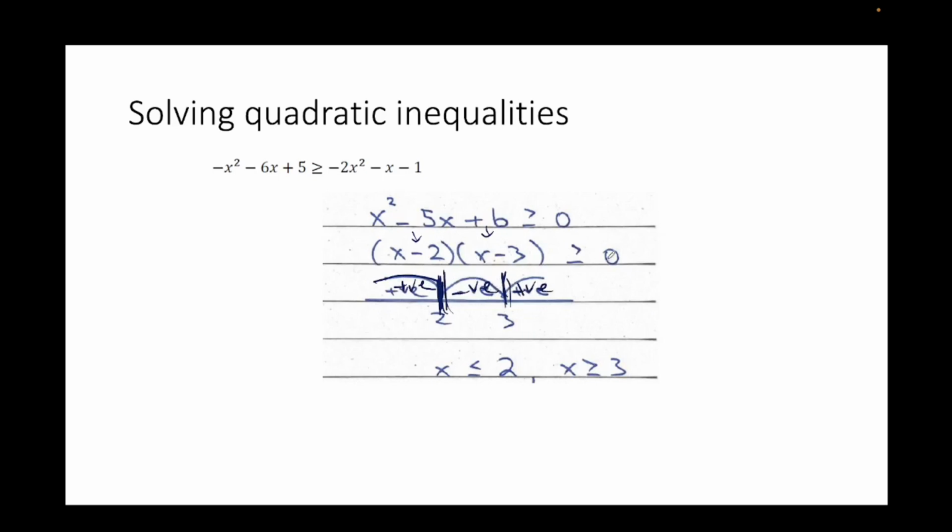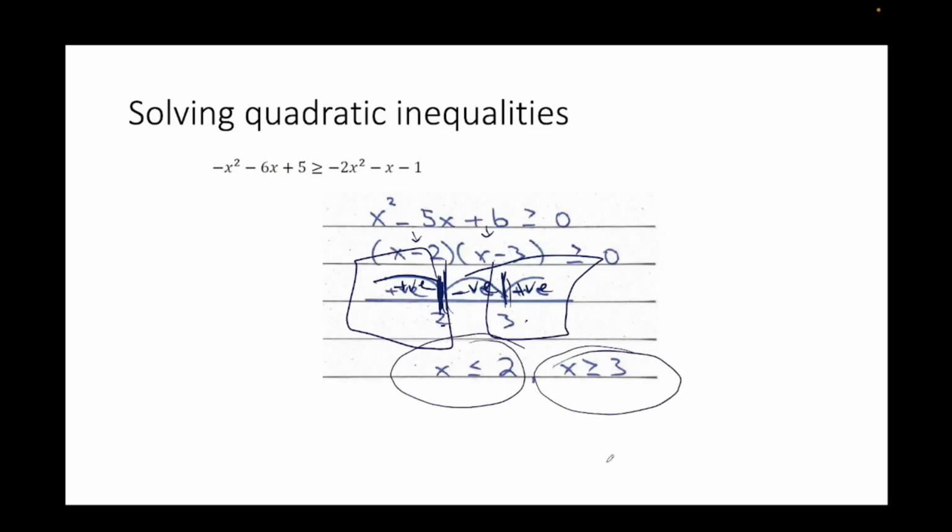And what are we trying to find? We're trying to find positive. So it's this region and this region. How do we find less than 2, bigger than 3? x less than or equal to 2, x bigger than or equal to 3.